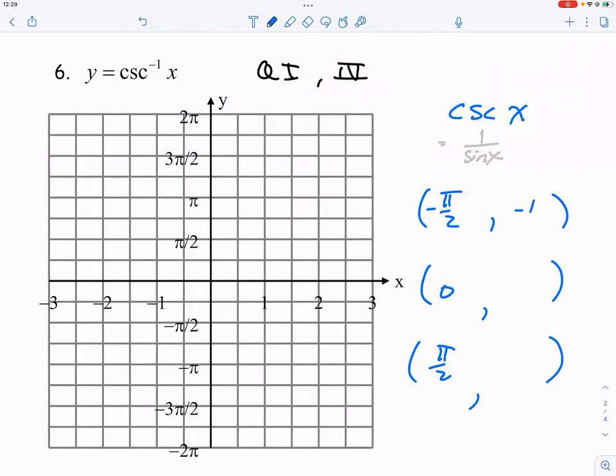-1. 1 over -1 is -1. And then sine 0 is 0, so 1 over 0 is undefined. So now you have the horizontal asymptote on the x-axis, and it's got the points -1, comma, negative pi over 2, and 1, comma, pi over 2. So it's going to lean closer towards the asymptote.